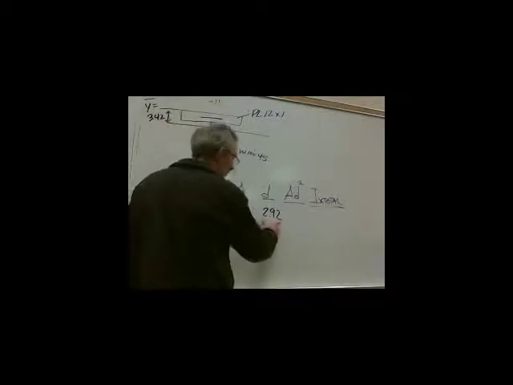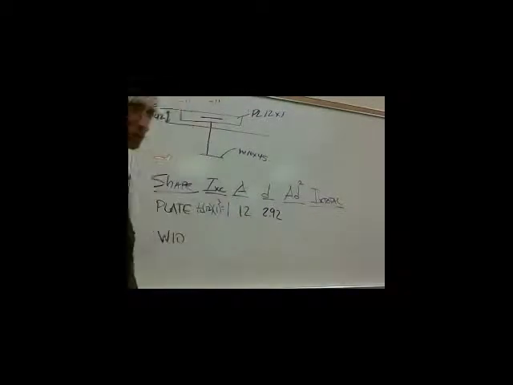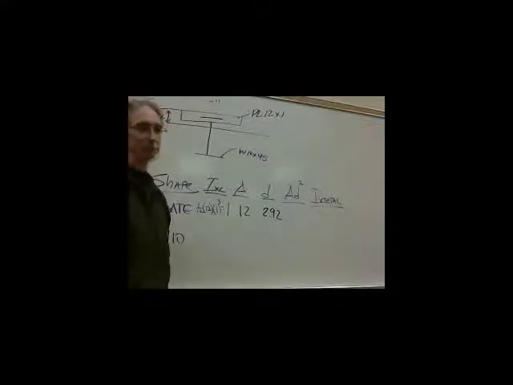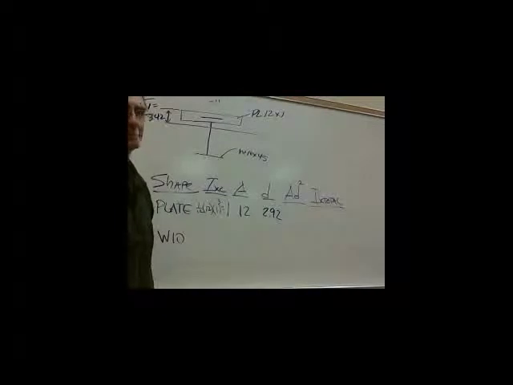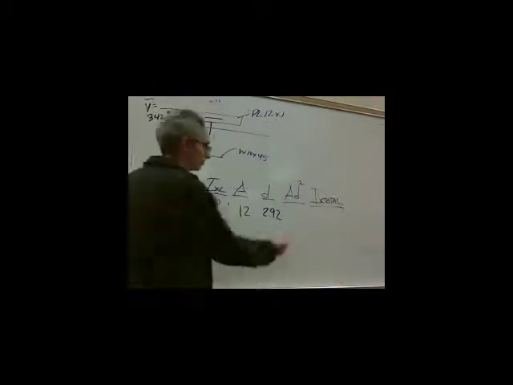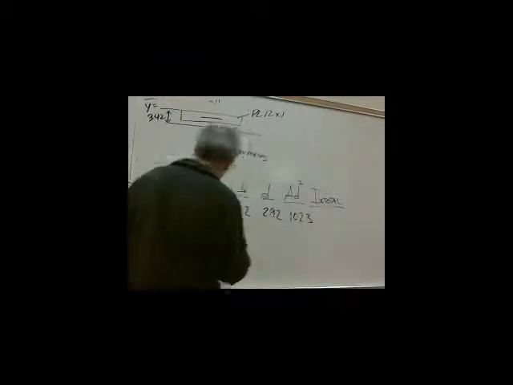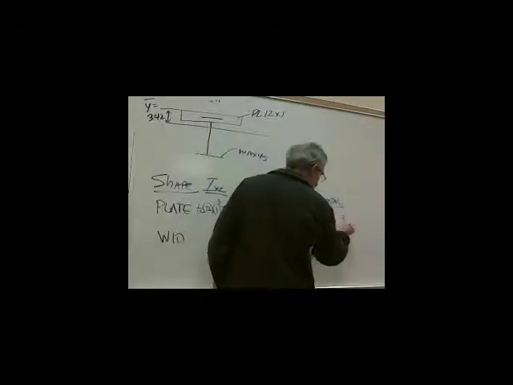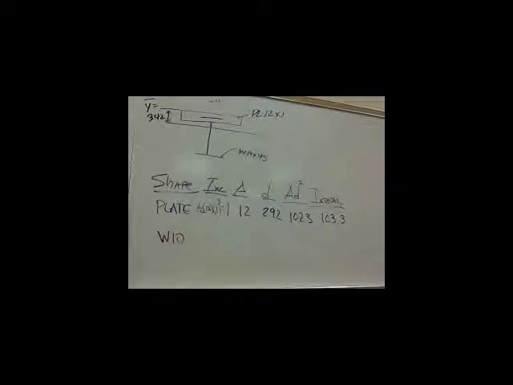I take 2.92, I square it, and I multiply it by 12 inches squared, which is the area. What do I get? 2.92 squared times 12 is 102.3. Ix plus Ad squared gives me 103.3. Okay? Everybody see that?